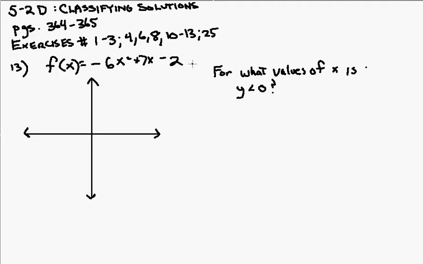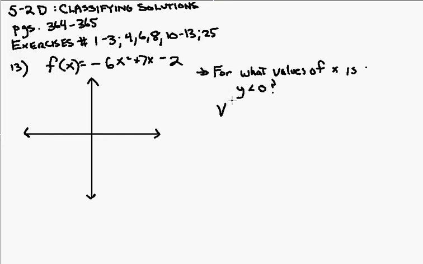So, question number 13, you're asked to consider the function f of x equals negative 6x squared plus 7x minus 2, and the first question that's being asked is, for what values of x is y less than 0? Well, if we were to sketch this parabola, let's first of all find out where the vertex is, okay?